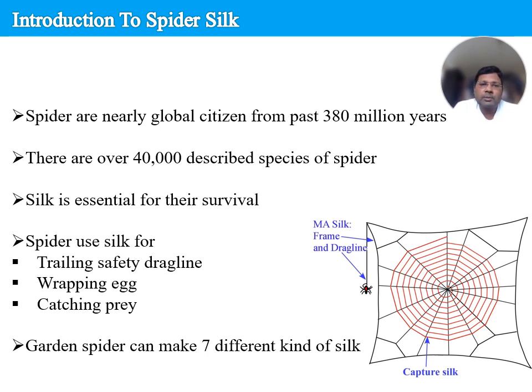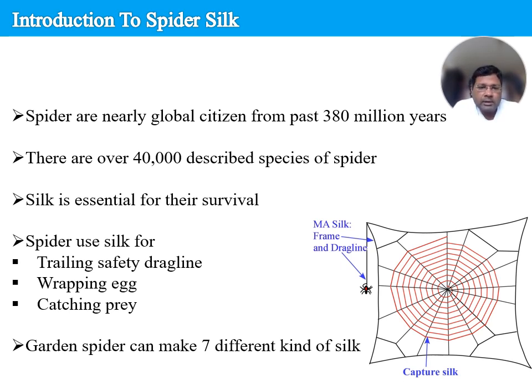While working with spiders, it doesn't take much time to realize the importance of silk in a spider's life. Spiders use silk as a trailing safety dragline, and for wrapping eggs for reproduction and capturing prey. A garden spider can make 7 types of silk.